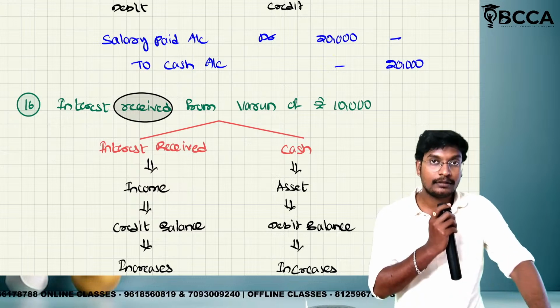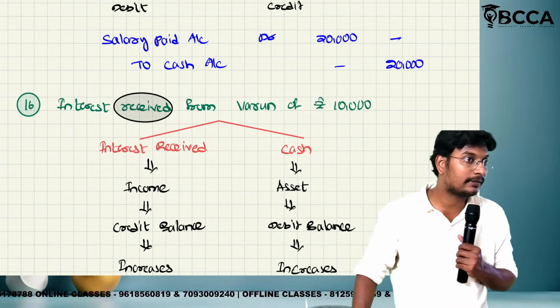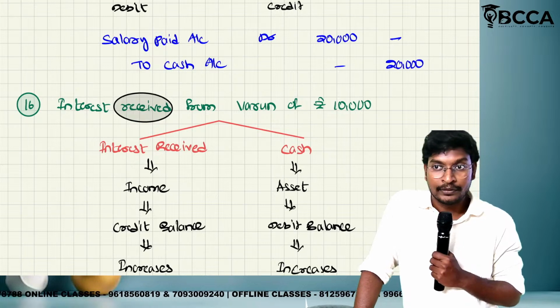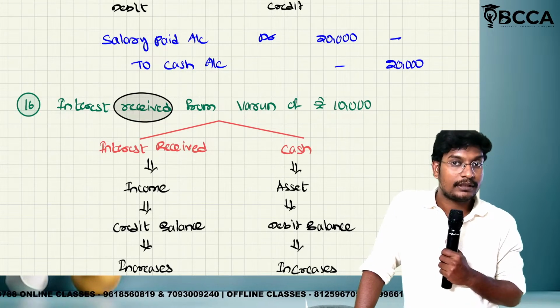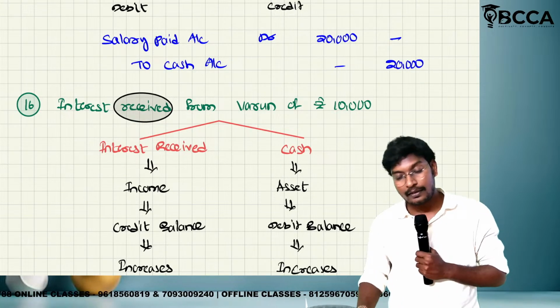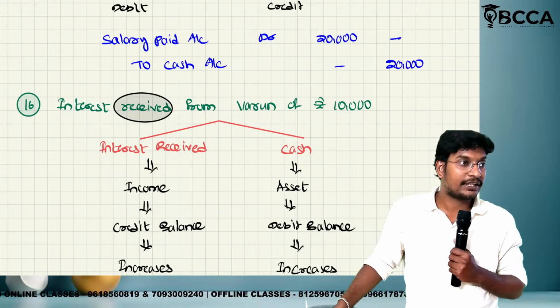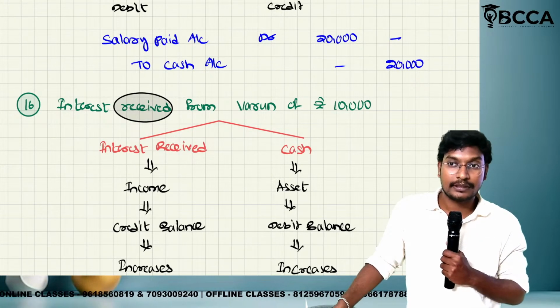So we have seen the debtors ledger and creditors ledger. These are called personal ledgers. Next we have the impersonal ledgers. What is the meaning of impersonal ledgers? Cash ledger and journal ledger. The cash ledger will be seen in the cash book itself.